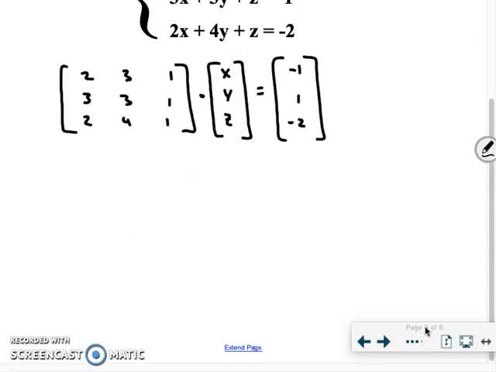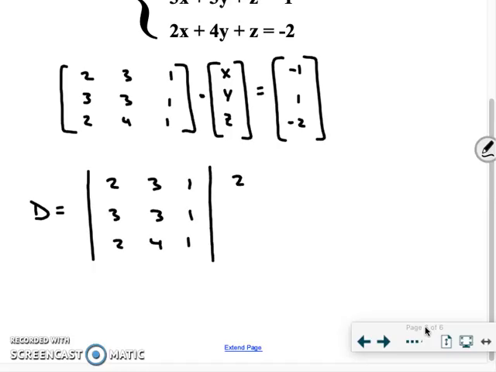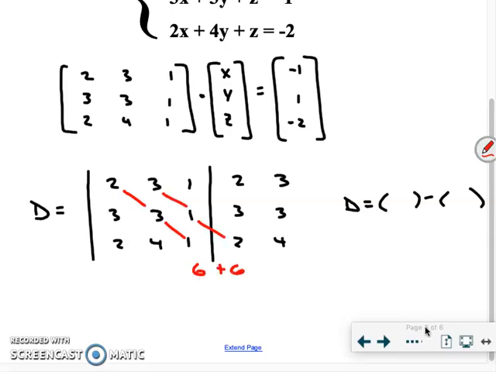So first up, I need to figure out what the determinant d is equivalent to. So looking at my coefficient matrix of 2, 3, 1, 3, 3, 1, 2, 4, 1, the way we find the determinant, I've got to copy the first and second columns over. And now we're going to identify that the determinant is the sum of the downs minus the sum of the ups. So multiplying going down, 2 times 3 times 1 is 6. 3 times 1 times 2 is also 6. 1 times 3 times 4 is 12. 6 plus 6 plus 12 is going to be 24 for the sum of the downs.